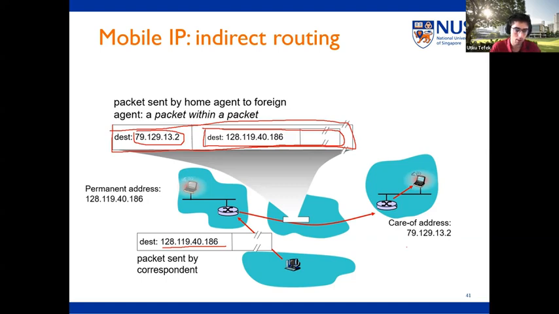In the previous slide, we saw how the care of address is registered, and here we see how it is used by the home agent to encapsulate the original datagram. When that encapsulated datagram reaches the foreign agent, it drops the outer datagram and sends the original datagram sent by the correspondent to the mobile. Again, this is the indirect routing example. Everything is transparent to the correspondent.